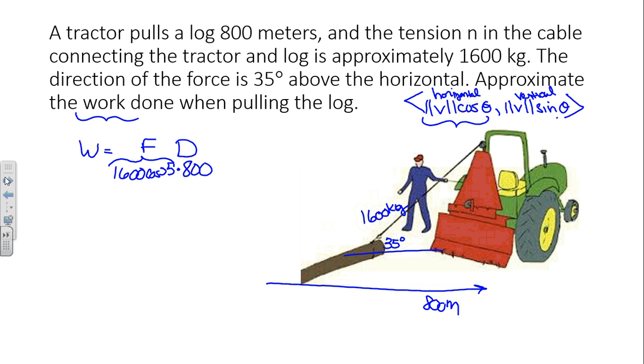So 1,600 times the cosine of 35 times 800. Make sure you close your parentheses after your cosine 35. Did everyone get 1,048,514.6?